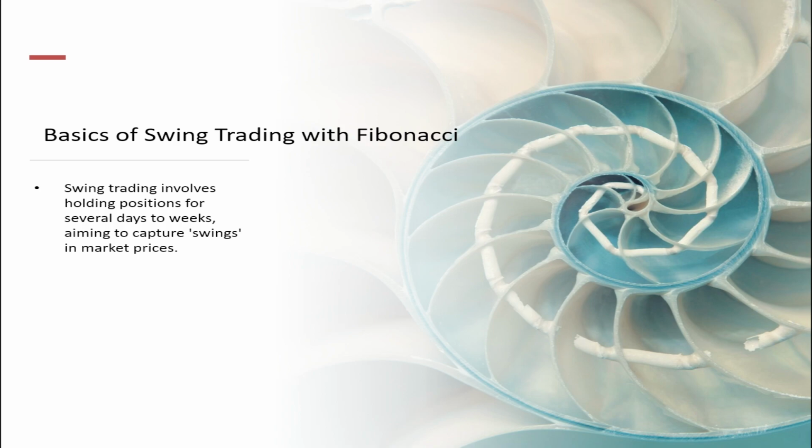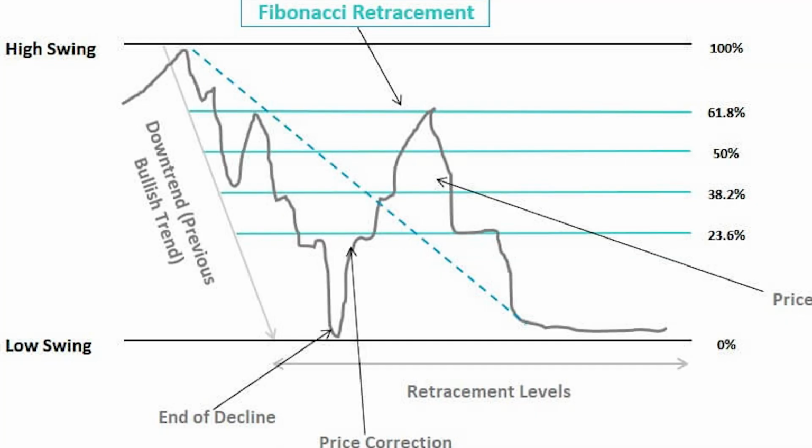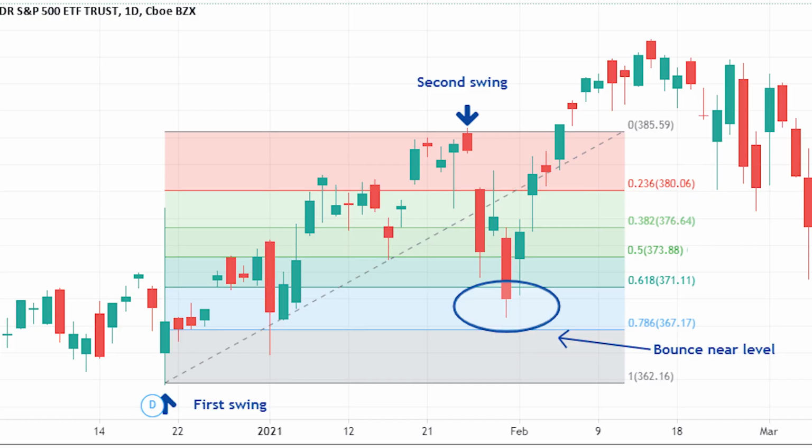Now let's understand the basics of swing trading with Fibonacci. Swing trading involves holding positions for, let's say, a couple of days to several weeks, and our goal is to capture the swings in the market prices. The key to mastering this is identifying the potential reversal points where we can enter and exit the market for, say, maximum gain.